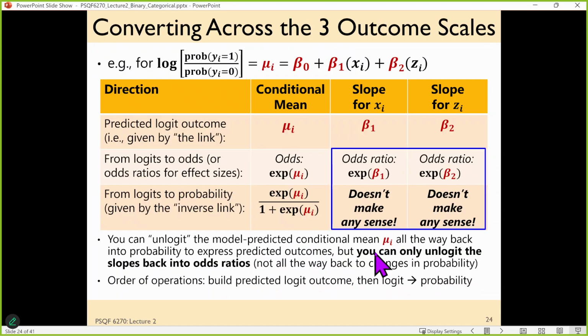But that's just me. Okay, so trying to recap then in terms of what you can and can't do. Odds ratios are what we're going to use to talk about slope effect size because that's what the world uses, but we are not going to use slopes or odds ratios to talk about changes in probability. It's not going to work.